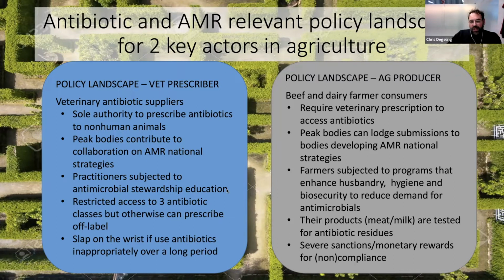So if you look at the key sort of transactions in AMR in agriculture, you have a veterinarian who's operating under this sort of policy world. And then you have the agriculture producer who has a whole set of other rules which are operating in their sphere. And so the only way that they can access antibiotics is through the veterinary prescription, which is unusual compared to some other jurisdictions that they're competing against in terms of markets.